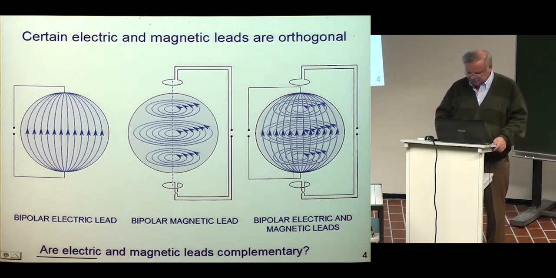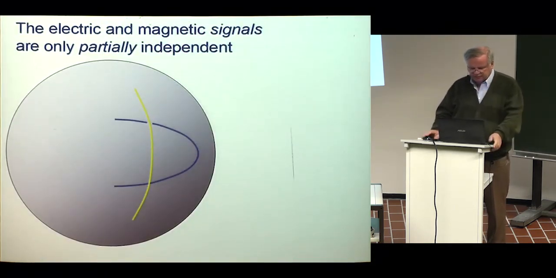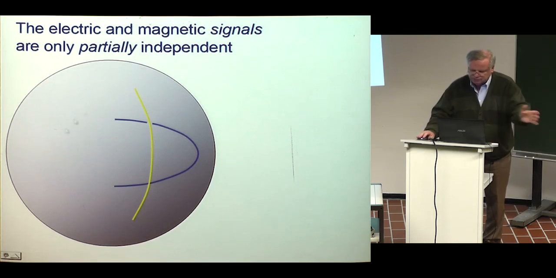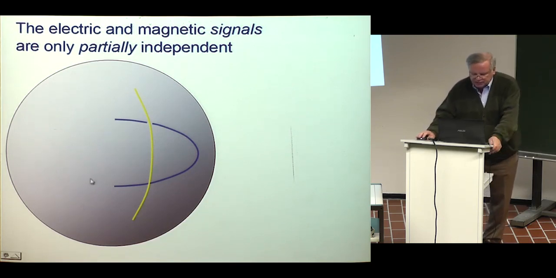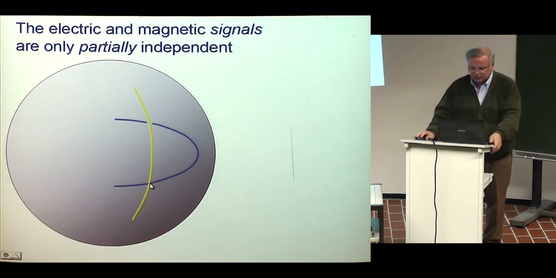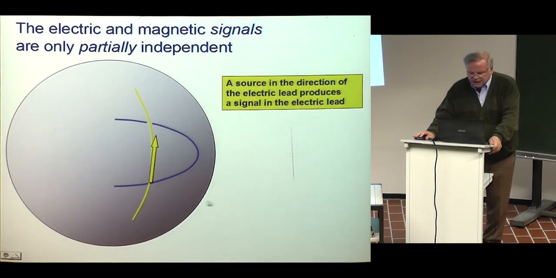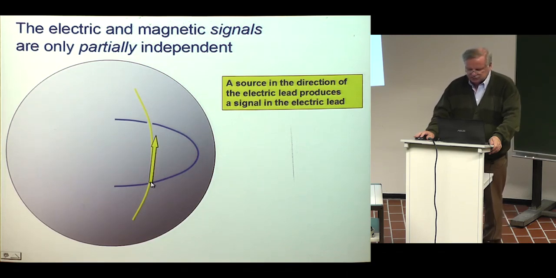This is very simple. Assume that we have here a spherical volume conductor, homogeneous to simplify it. There is one magnetic lead field flow line going here, and one electric lead field flow line. And they are orthogonal at that point, just as I showed in the previous slide. If in this location is a source, an electric source element, it is detected with the electric lead because they are parallel, but not detected by the magnetic lead. Looks very promising.